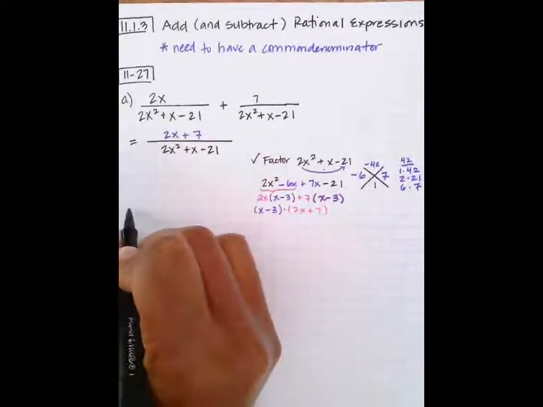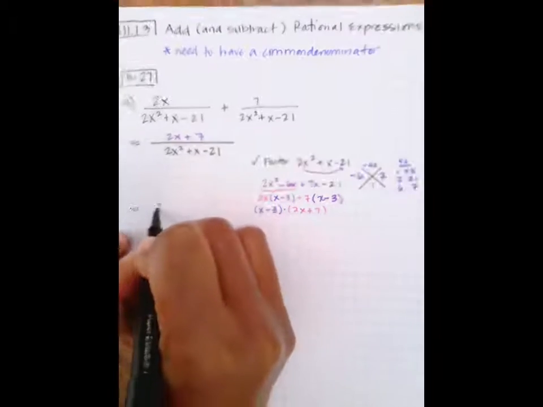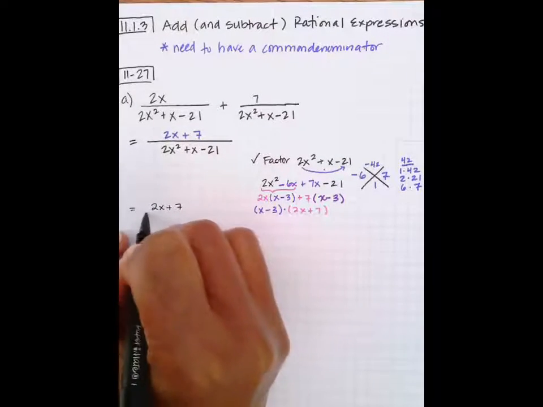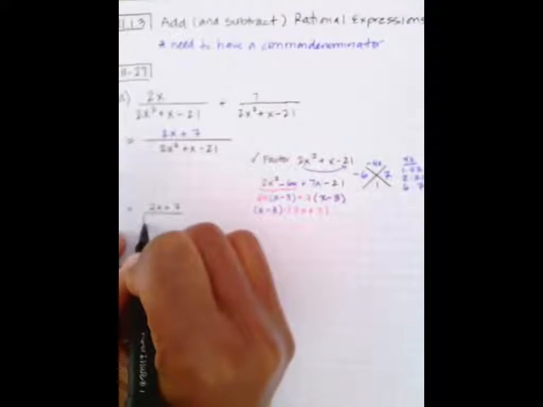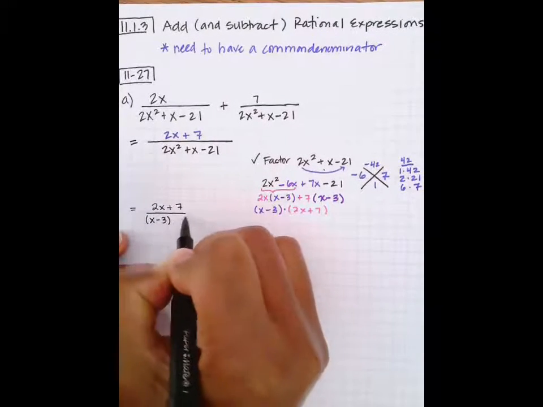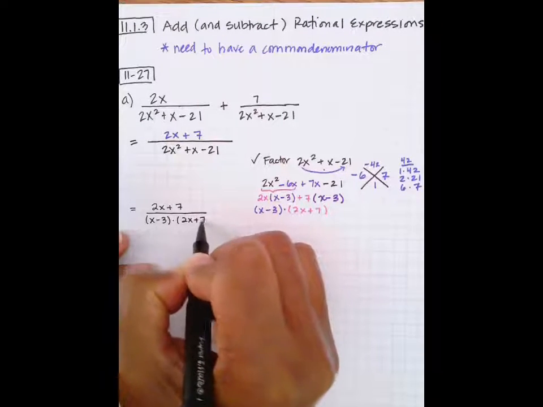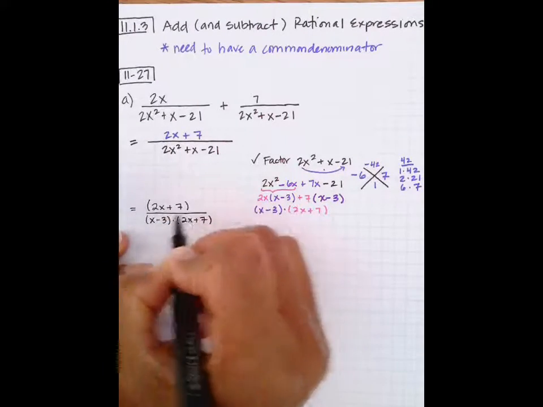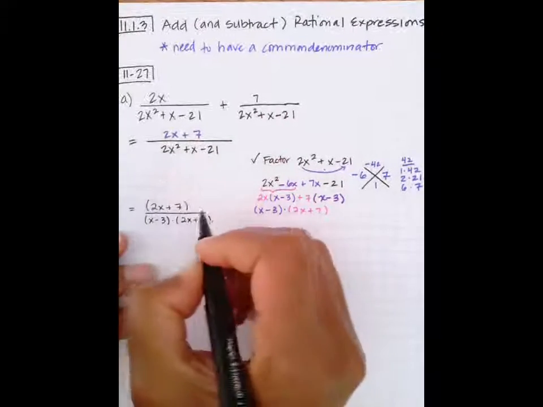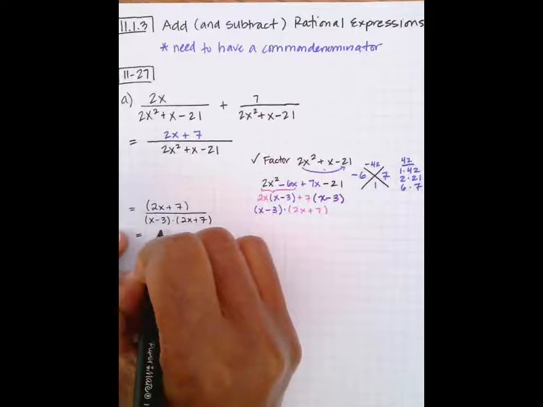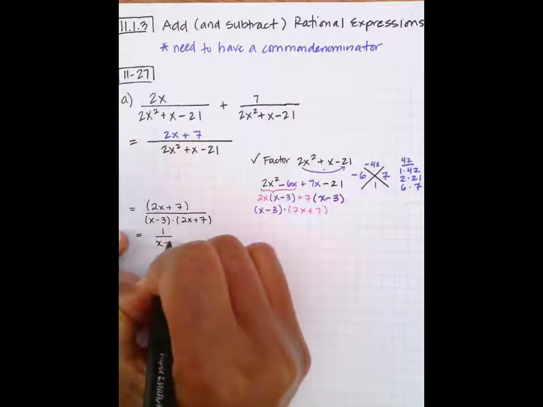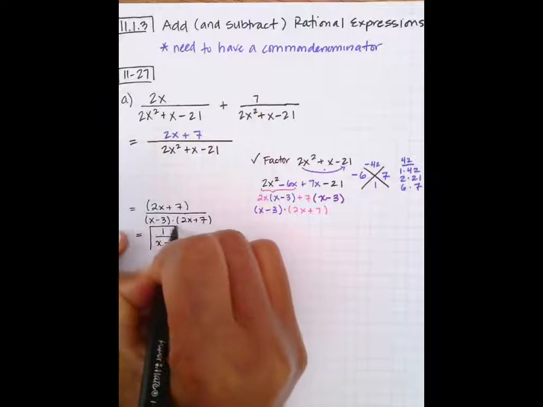This is really the same thing as, again, we've got that 2x plus 7 in the numerator, and the denominator can now be factored into x minus 3 times the quantity 2x plus 7. And so notice that each one of these linear factors are the same. Therefore, this finally simplifies into 1 over x minus 3.